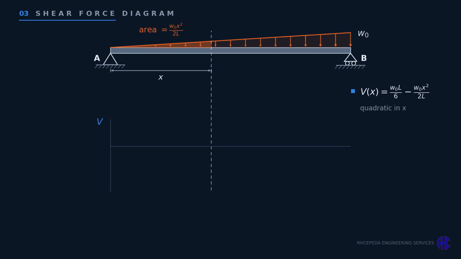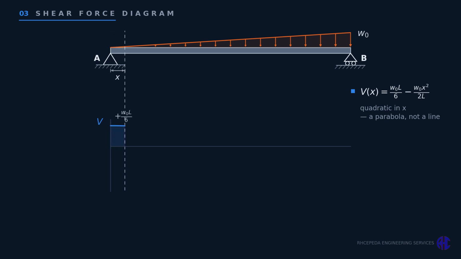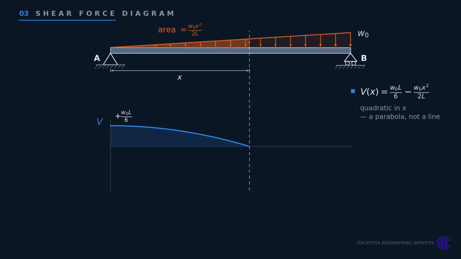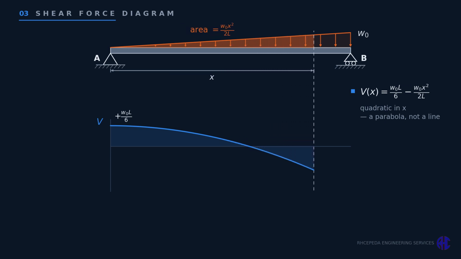Notice this is quadratic in x, so the shear diagram is a parabola, not a straight line. It starts at positive W0 L over 6 at support A, curves downward with an ever-steepening slope, and finishes at negative W0 L over 3 at support B.